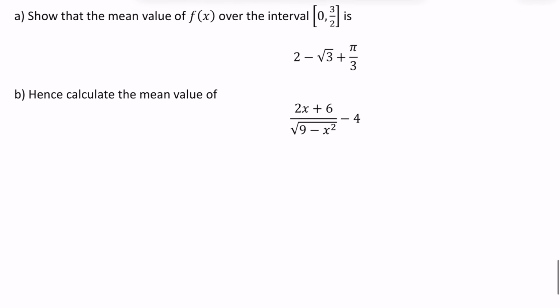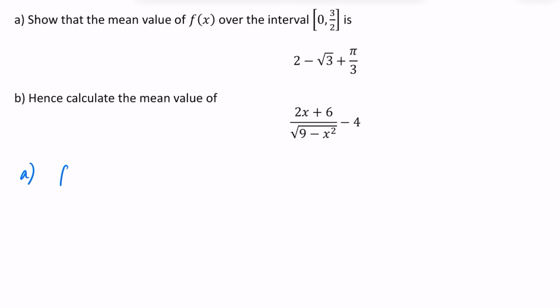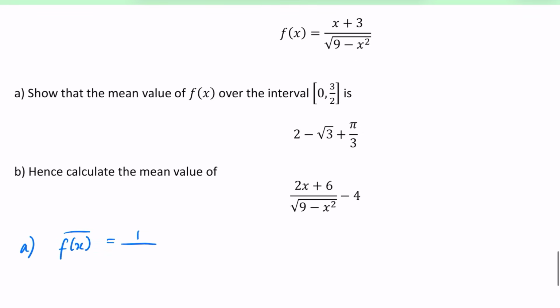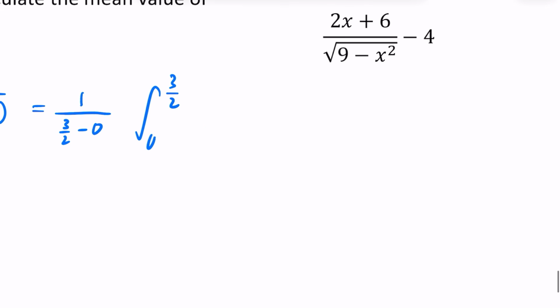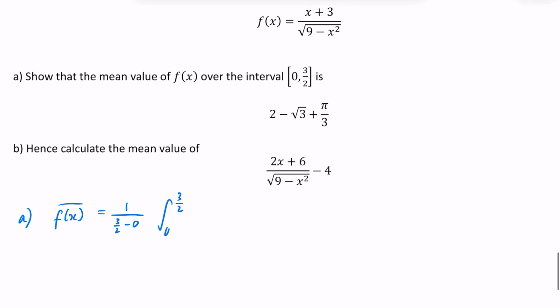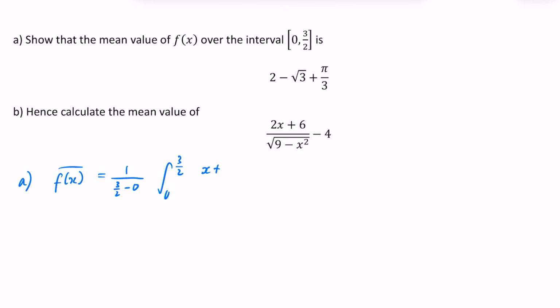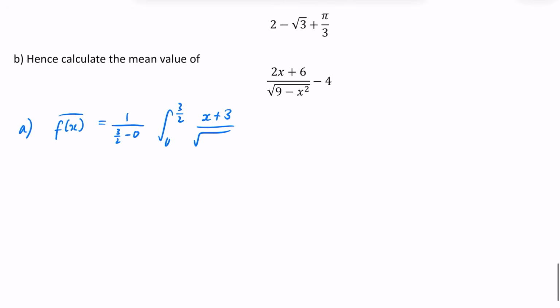Mean value of a function means we're going to have to do some integration. So it's going to be 1 over, between 0 and 3 over 2. The denominator will be 1 over 3 over 2 minus 0, or just 1 over 3 over 2. And the thing we're integrating is x plus 3 over the square root of 9 minus x squared dx.